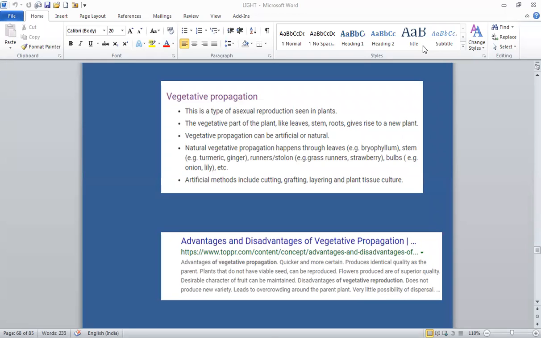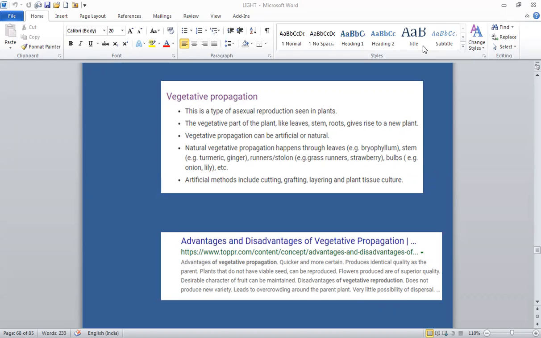So, what is vegetative propagation? It is a mode of multiplication found in plants in which a vegetative part of the plant functions and forms a new plant. Any vegetative part of the plant functions as a propagule and forms a new plant.